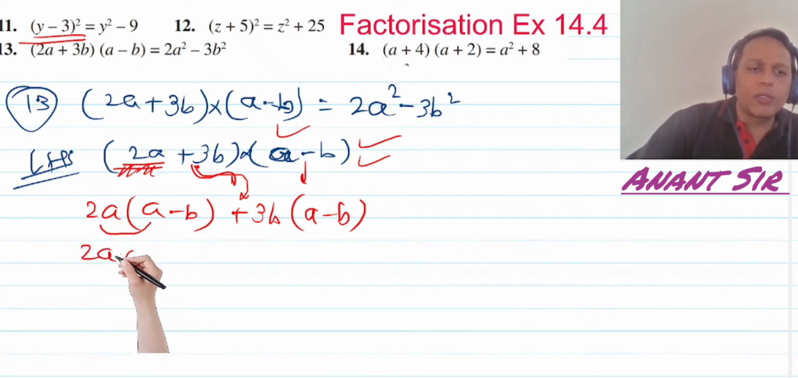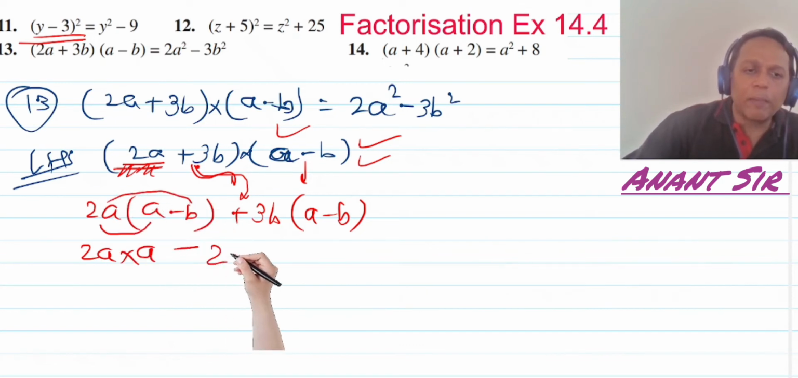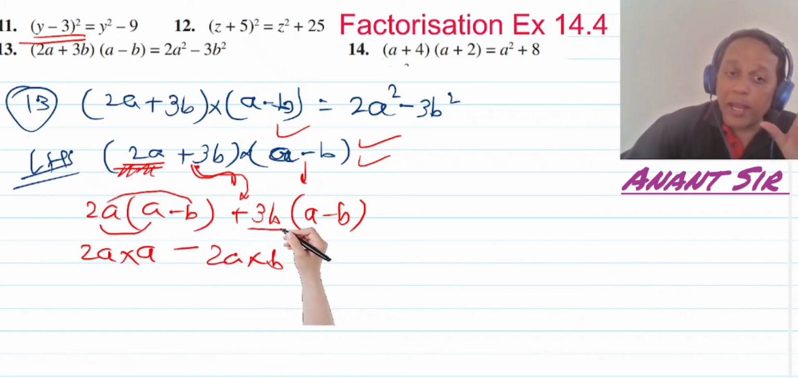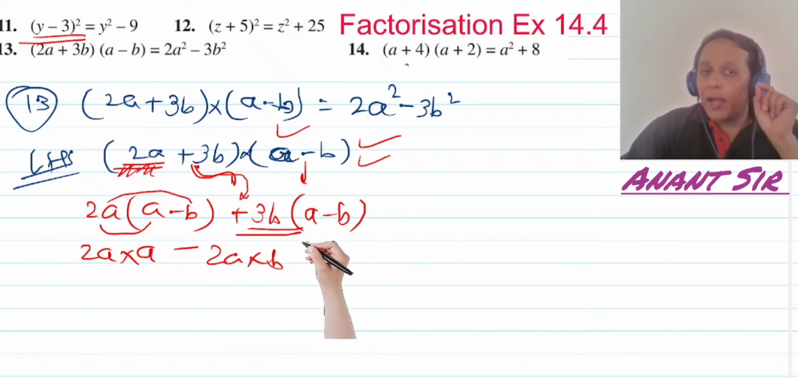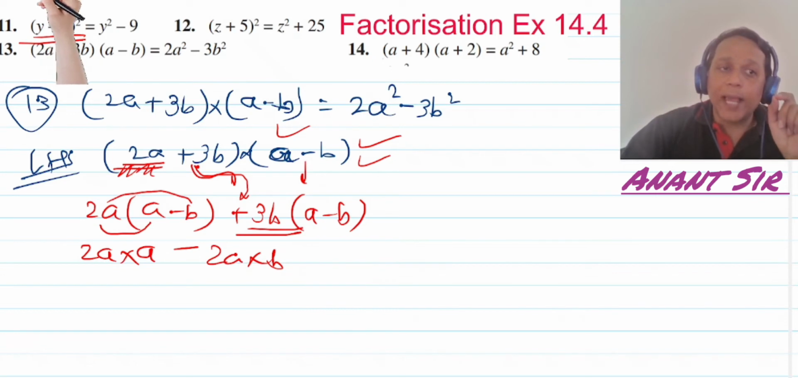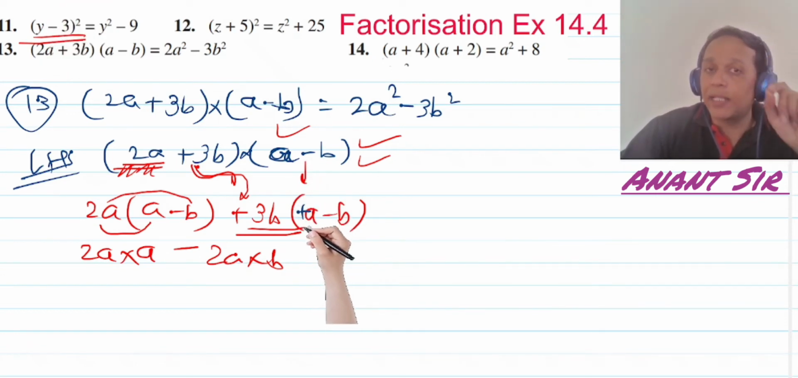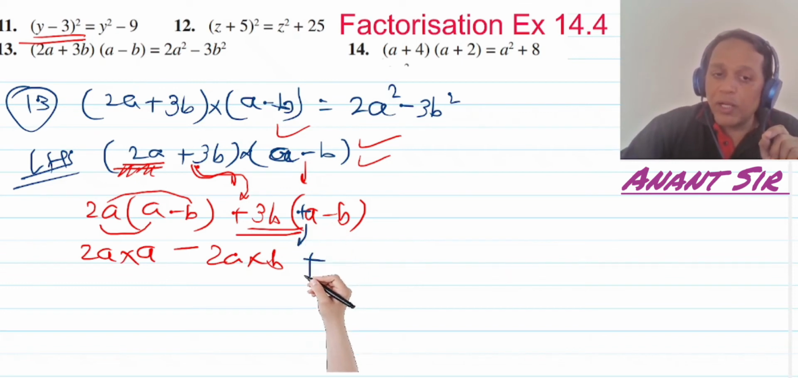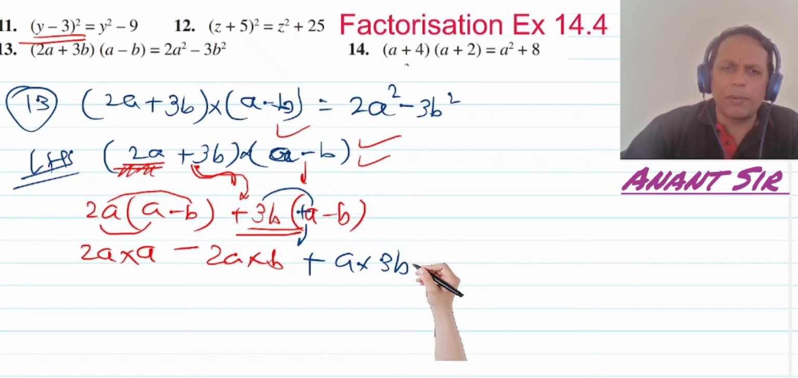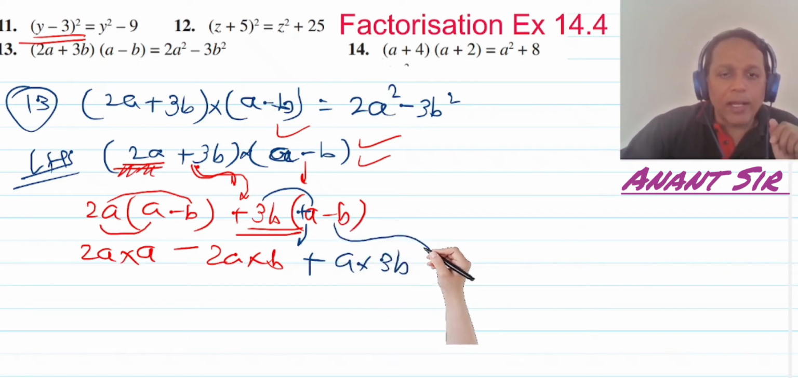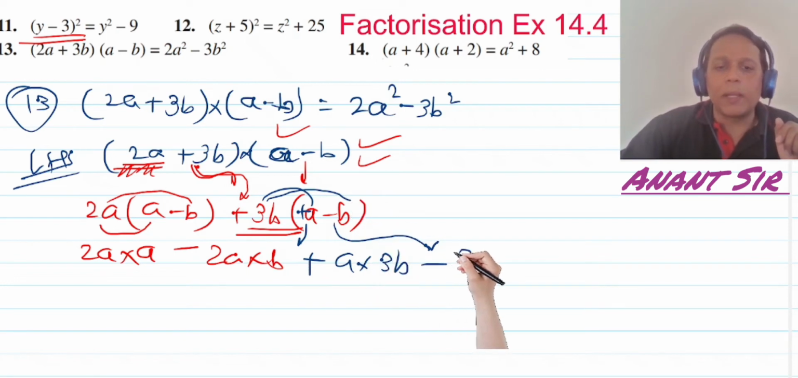Okay. So it is 2a into a, then minus, this is 2a into b, then we are now multiplying by plus 3b. This is very important. When you multiply by a positive number, all the signs which are there inside the bracket remain as they are. So this plus will remain as it is, 3b into a, okay, a into 3b or 3b into a, same. Then this minus will remain as it is again and 3b into b.